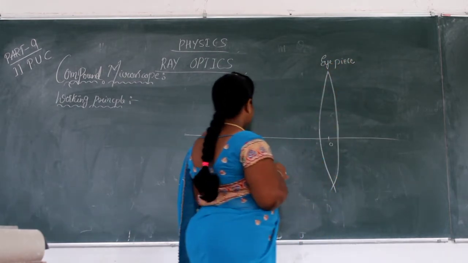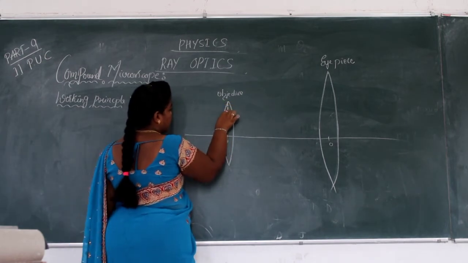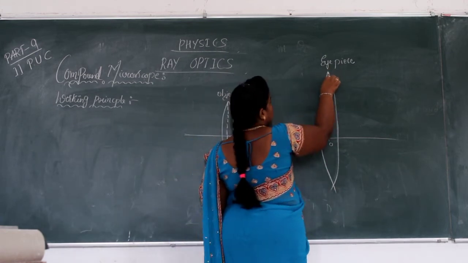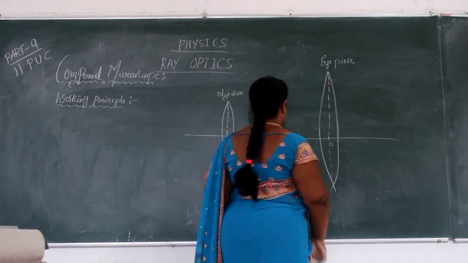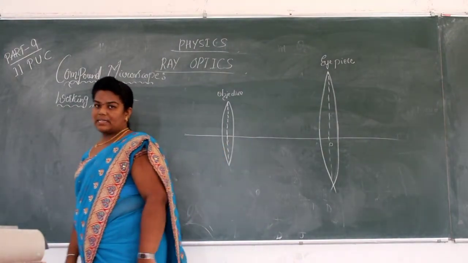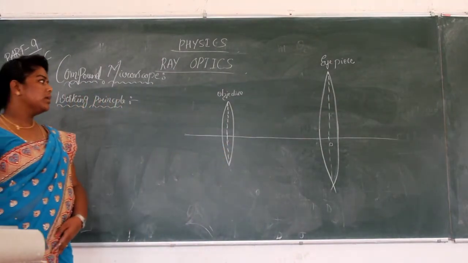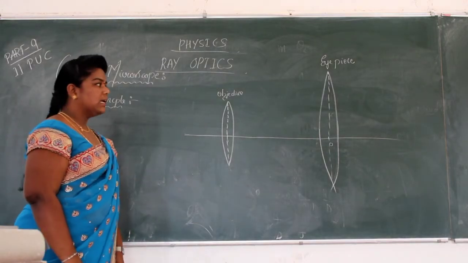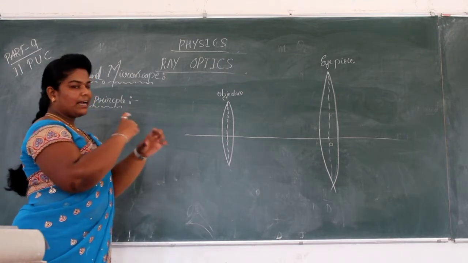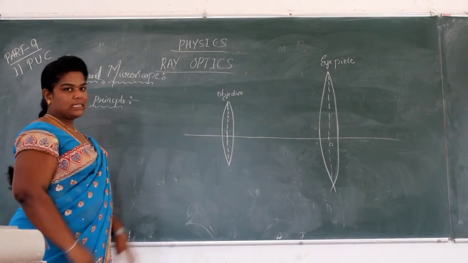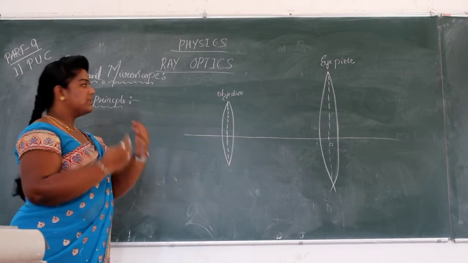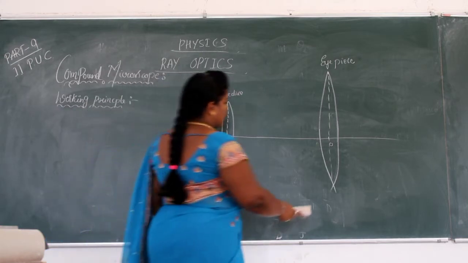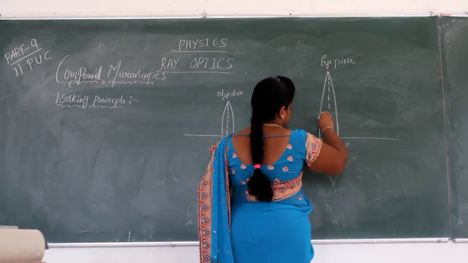Dear students, these two lenses are always placed coaxially. It means the axes of both lenses are exactly parallel to each other. That is the arrangement, the construction part, the first point. Then these two lenses are kept at the ends of two sliding tubes. So we can adjust the distance between the objective and the eyepiece like that. I'll just extend this again.